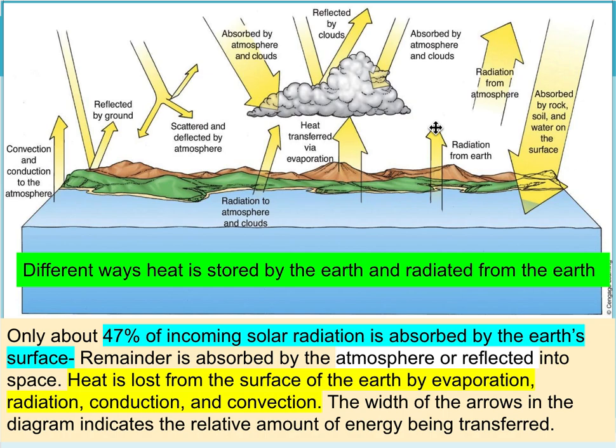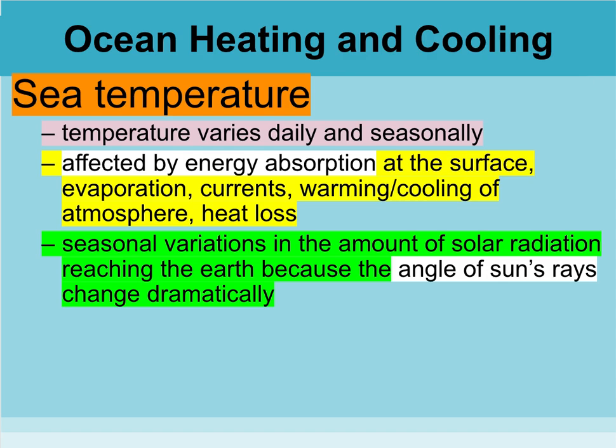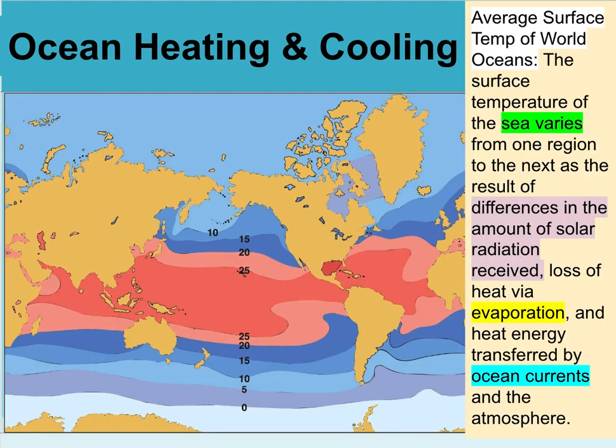So as the sun comes down to the Earth, much of it will be absorbed by the atmosphere, by land, and by water, but some of it will be radiated and reflected back up. About 47% of the incoming solar radiation is actually absorbed by the Earth's surface on a daily basis. So the sea temperatures can vary every day, and seasonally, affected by energy absorption from different currents or the atmosphere. It also has seasonal variation based on the tilt of the Earth and the sun's rays.